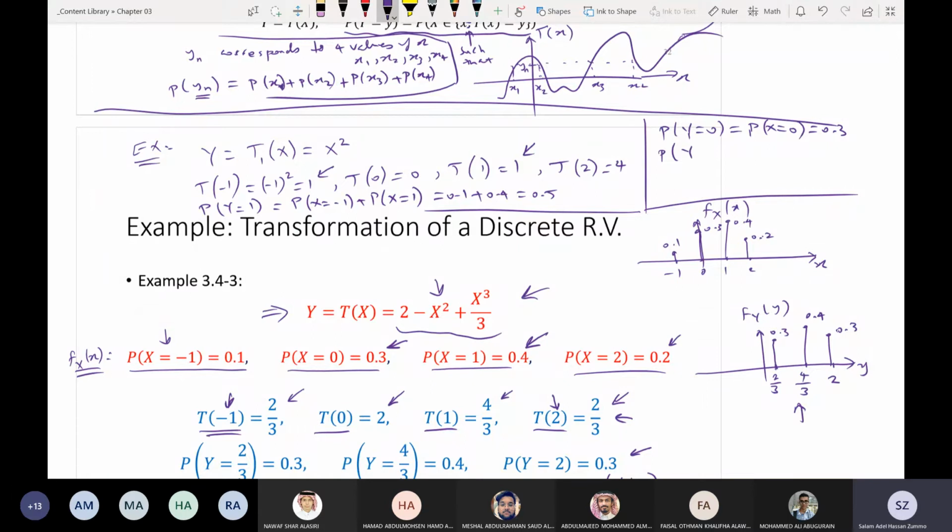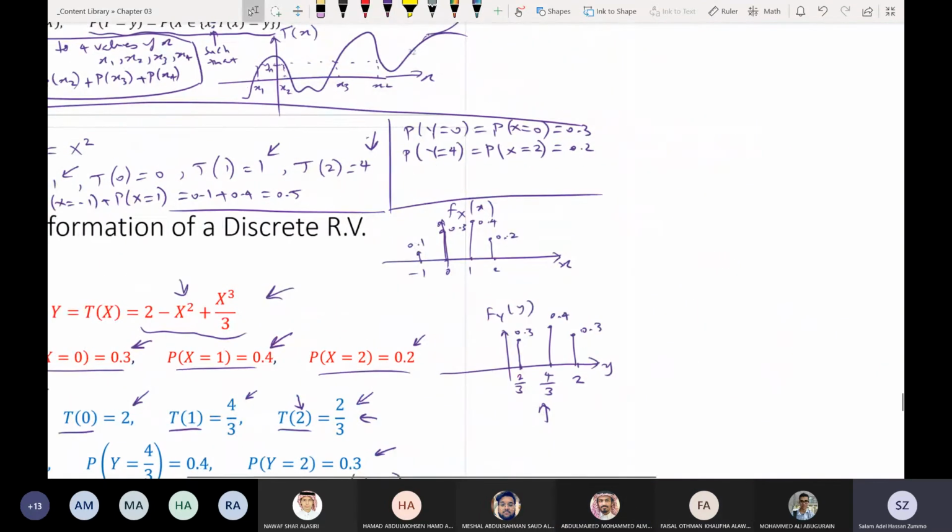The last probability is for y equals 4. The last value of y is 4, which is x equal to 2, and the probability is 0.2. So we have here the PDF of y.